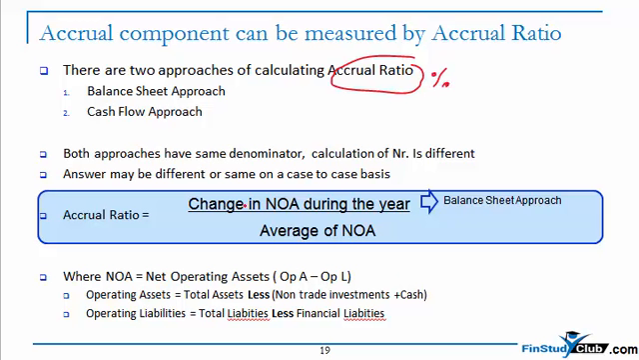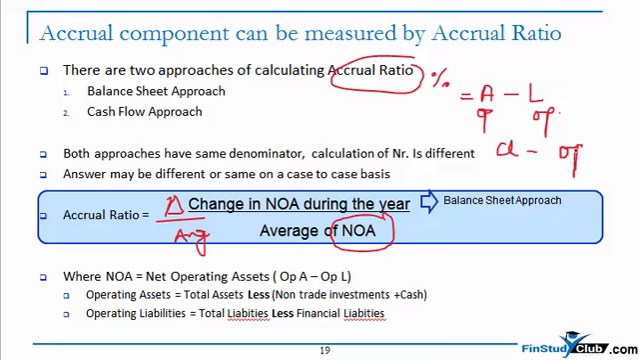Your accrual ratio is basically the increase in the accrual divided by the average accrual. What is an accrual, by the way? It is the net operating assets. I'm going to come to that in detail, and we are going to calculate it together. Your net operating assets is nothing but the assets minus liability, operating assets minus operating liability. The closing minus opening is called your change in net operating assets, and closing plus opening divided by 2 is the denominator. So it is fairly simple to calculate.